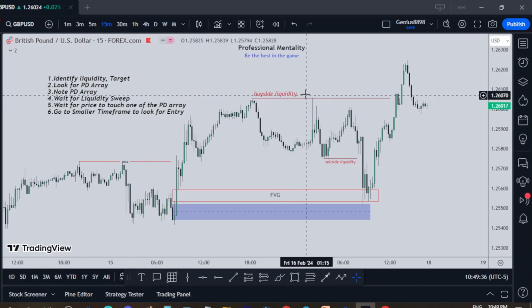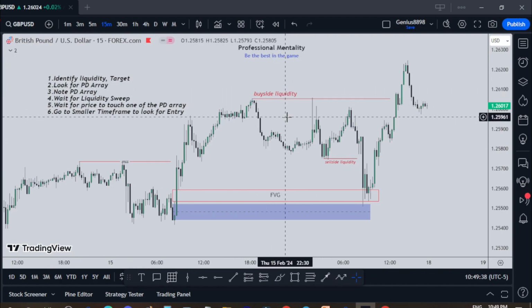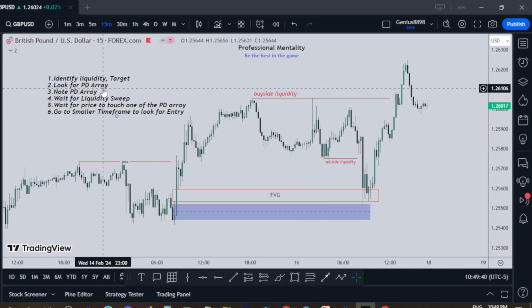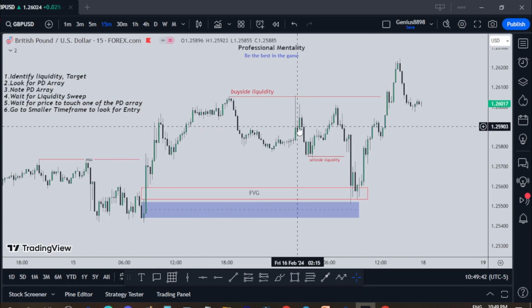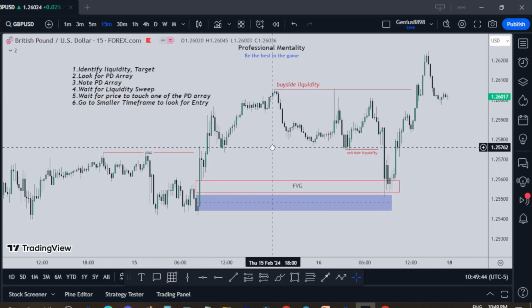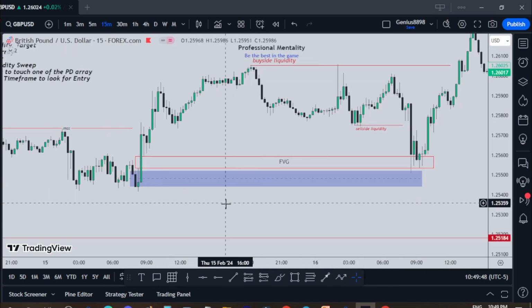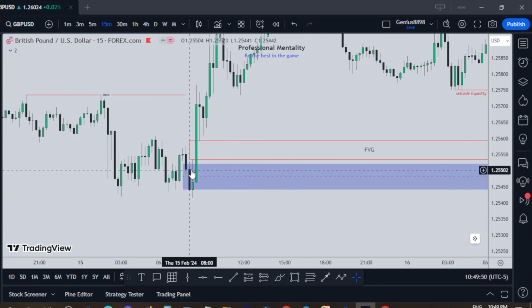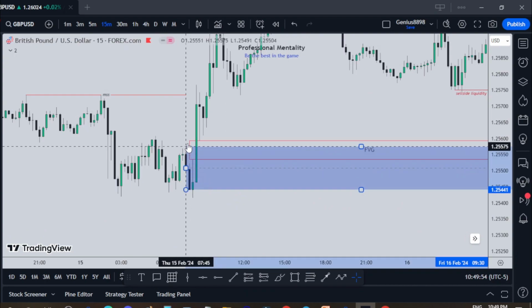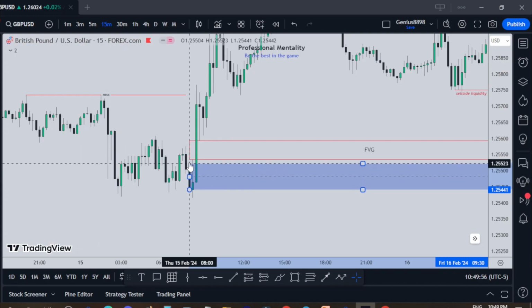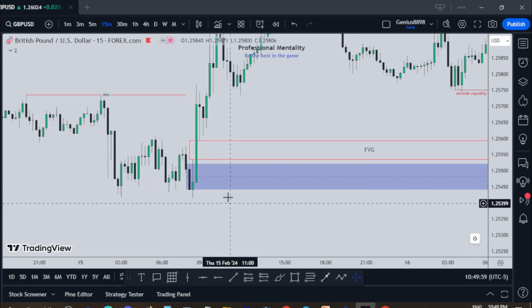Right after we identify the buy side liquidity, we have to look for a PD array. What is the PD array that possibly you can use in this scenario? If you look to the downside, we have first of all a bullish order block right here. The last down candle, you can use both of it, but if you want to be more refined, you can use the last one as a bullish order block.